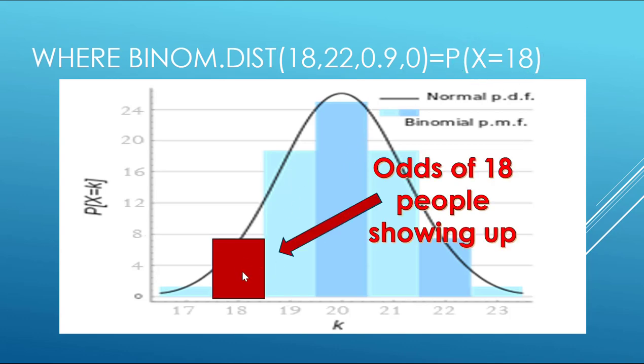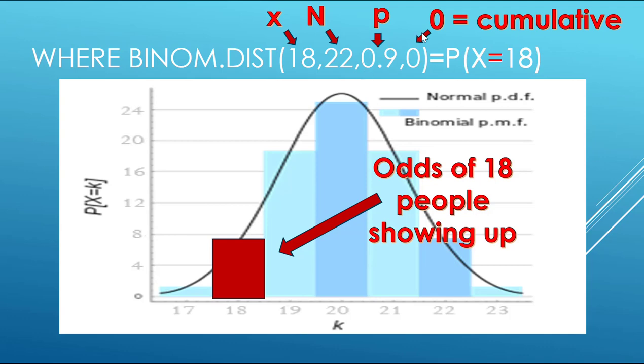These guys here. Okay, it's our odds of 18 people showing up, where this first value we put into binom.dist is the x. The next one we put in is the n. This was the number of reservations we accepted. The next we put in the little p. These are the odds of each individual person showing up. And now we put cumulative equal to 0 when we want the odds of exactly a certain number of people showing up. In our case, exactly 18.